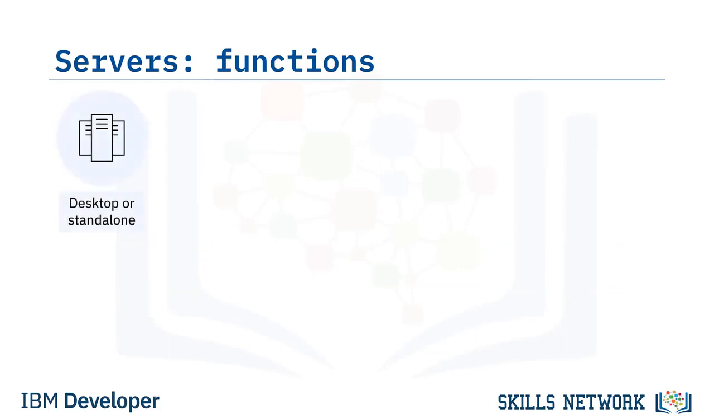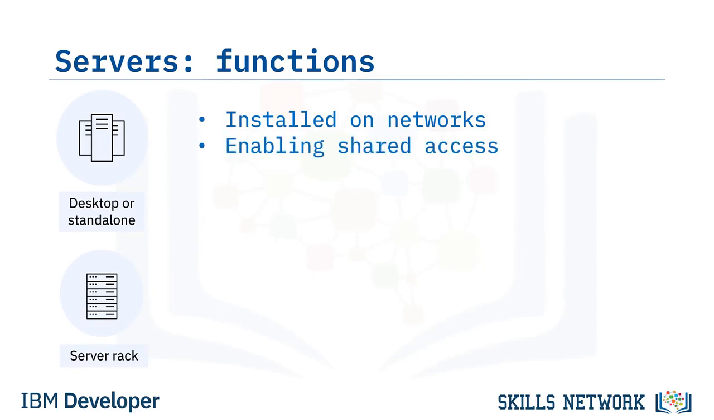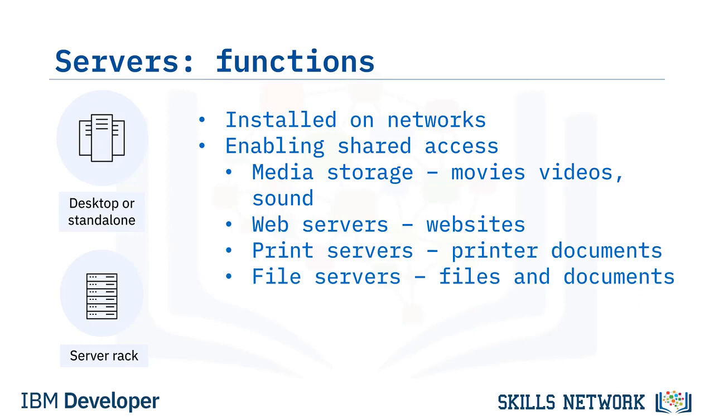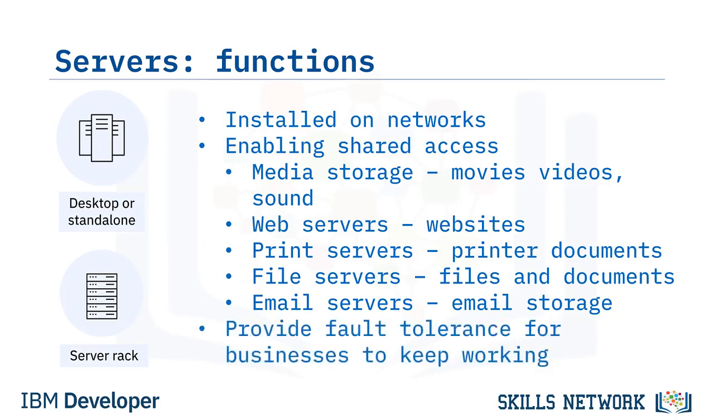Next, servers are generally installed as standalone units or in stacked racks on networks, enabling shared access to media, such as movies, videos, and sound clips, and web pages for websites. Servers also manage print requests, enable shared data and document access, store email, and more. On the network, multiple servers can contain the same data, so that if one server fails, users can keep working using the same data from other servers. The ability for work to continue if a shared computing resource is malfunctioning is known as fault tolerance.